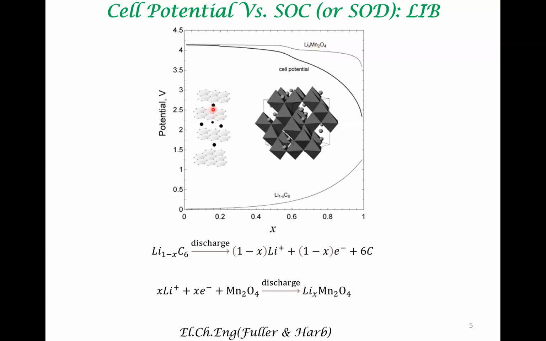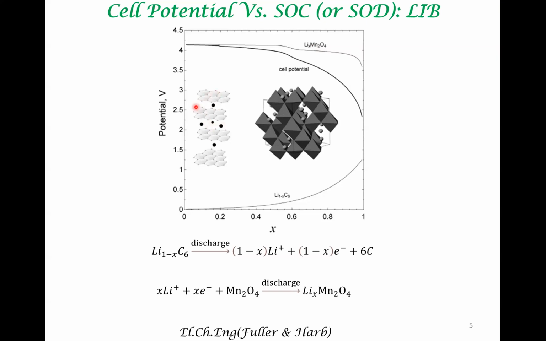Okay, and with lithium ions inserted in the graphite anode, when the battery is getting discharged, lithium ions get intercalated into the cathode material. Here we are using LMO as the cathode material.